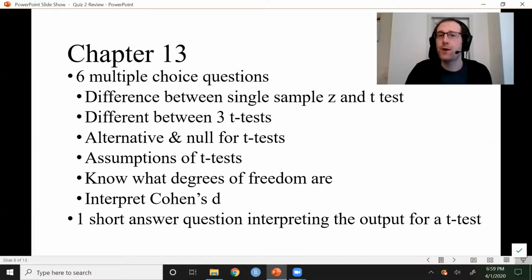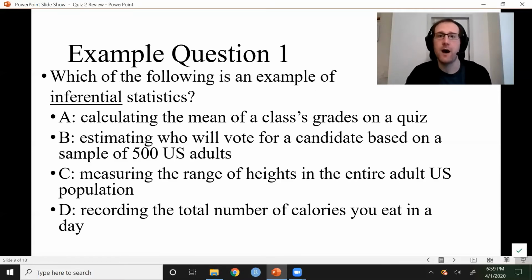And then for this, there also will be short answer questions. So similarly to the chi-square analysis, I'll be giving you some output for a t-test, and I'll be expecting that you'll be able to understand and interpret that information. Okay, so I'm going to go through 5 different example questions here. So I'll ask it, and then I'll leave a little bit of time for you to try to guess. You can feel free to pause the question if you want to have some time to think about it, as this might be a good way to study for the quiz.